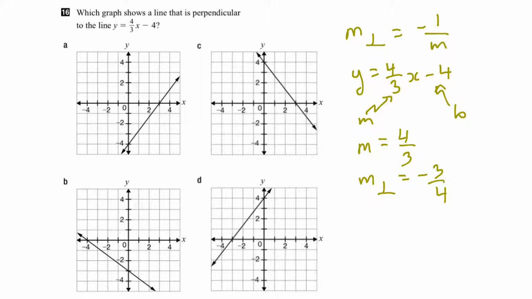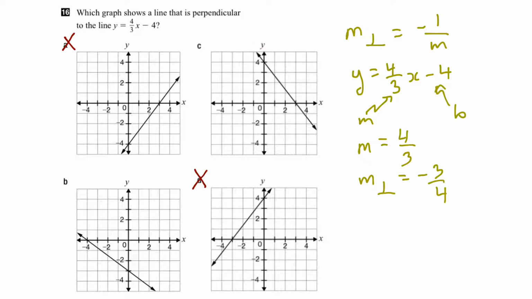So to answer the question, we just have to find out which of these lines here has a slope of negative 3/4. Now, one of the things we know about negative slopes is that they always go down to the right. So it looks like either C or B are possibilities. A and D go up to the right. They have positive slope. Therefore, we know right away that A and D are not possible answers.